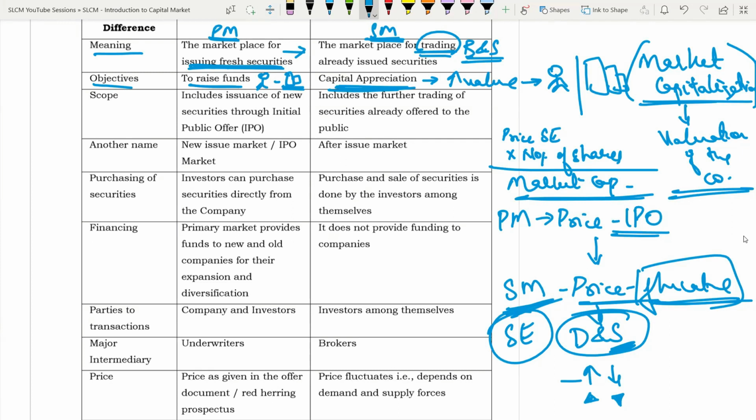Right? So it is going to help in capital appreciation. To the investors, it is going to create wealth or income, whereas to the companies, it is going to help in increasing their market capitalization.